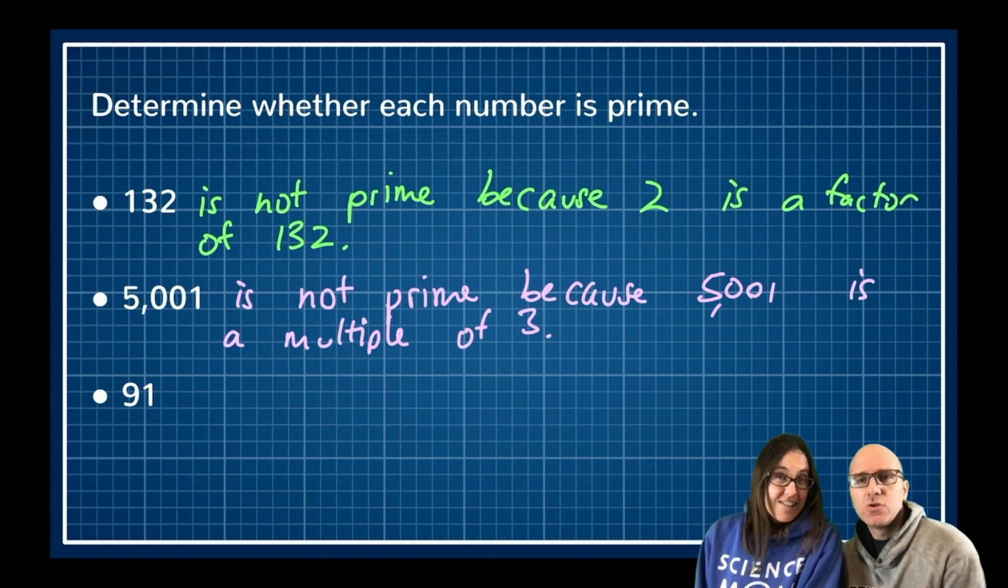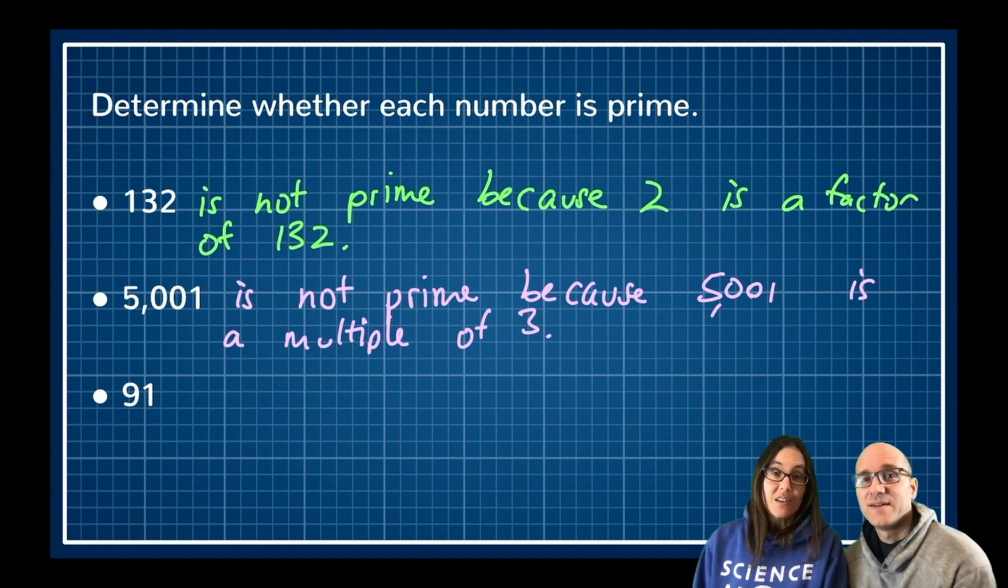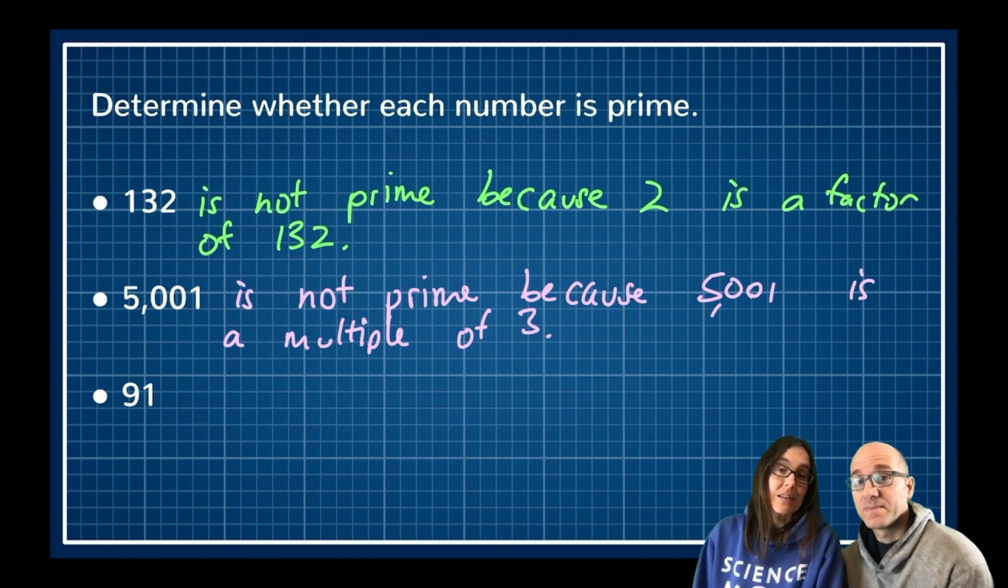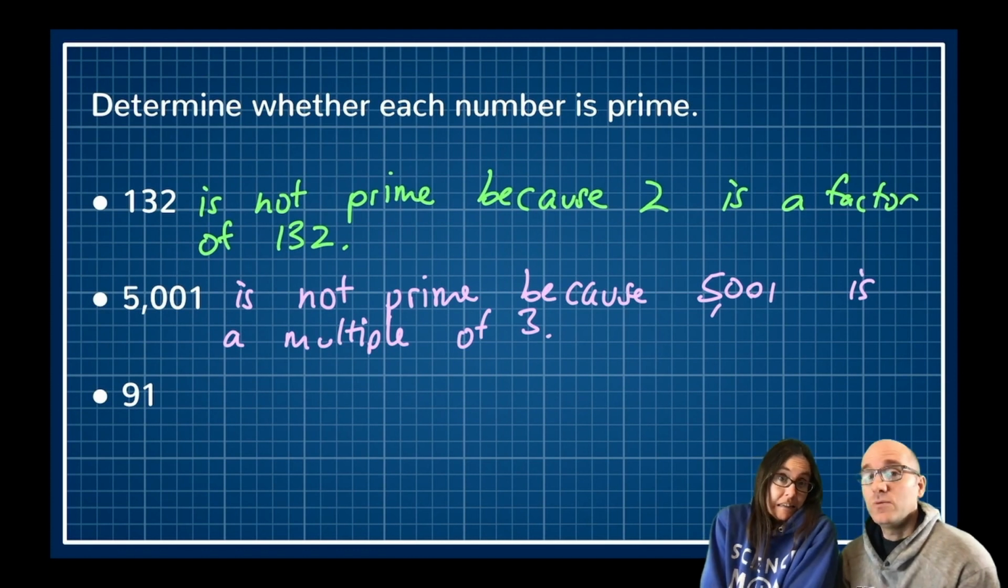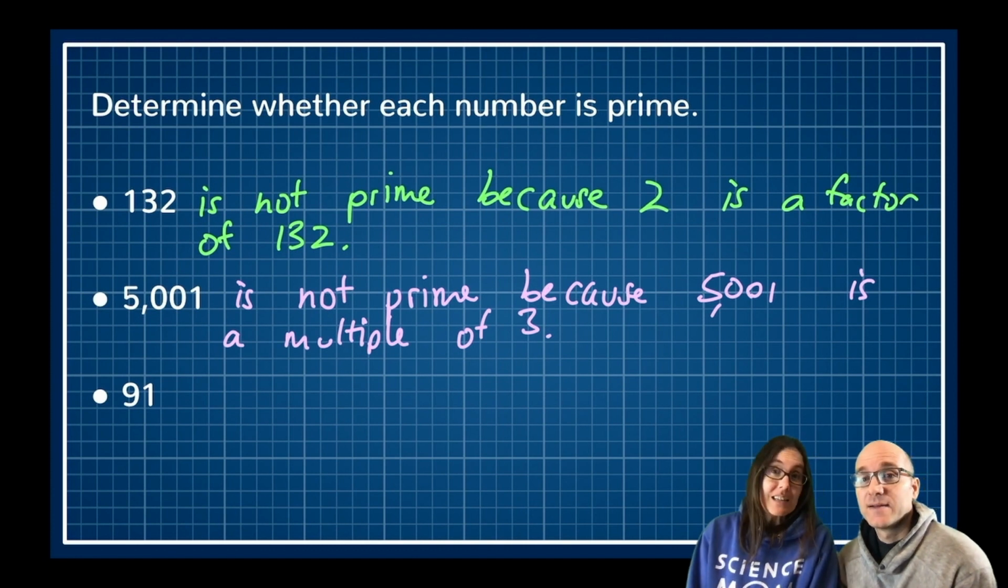Okay, 91. Is 91 a prime number? So it's not too large. It's an odd number. That means it's not divisible by 2. I agree. 9 plus 1 is 10, which is not divisible by 3. So it's not divisible by 3 either. It's not divisible by 5 because it doesn't end in a 0 or a 5, or by 10. I'm going to go ahead and guess that it is prime.